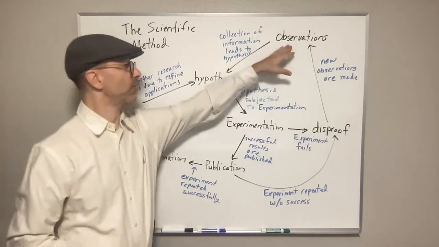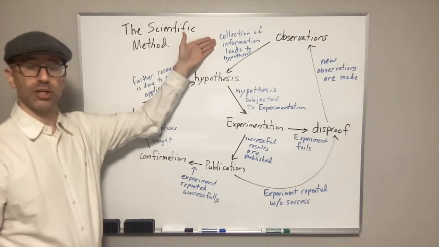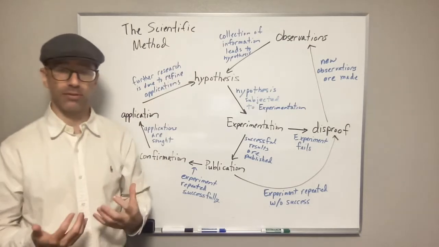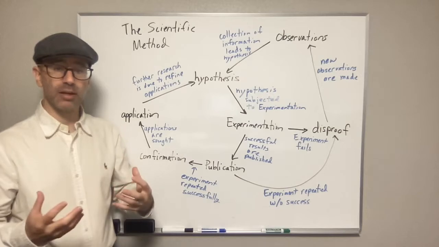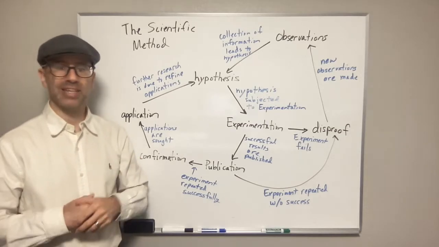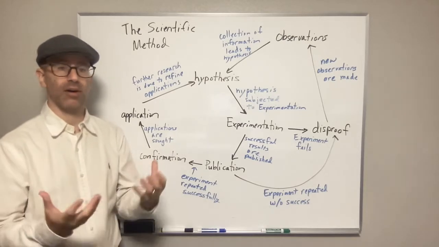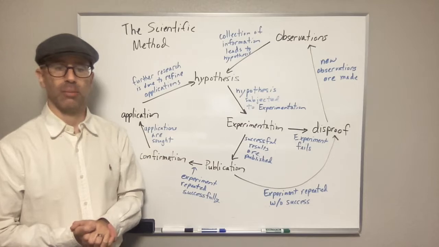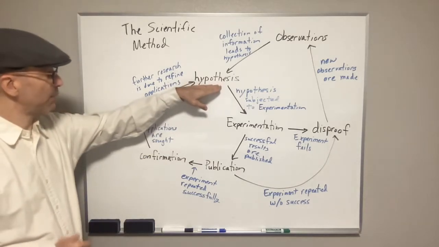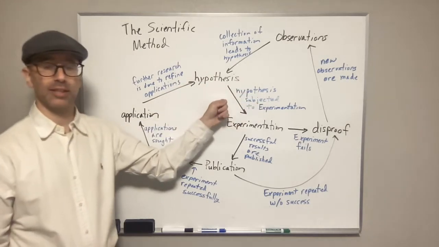So we make our observations and we get a collection of information from our observations, and that leads to a hypothesis. The hypothesis is a statement or a tentative explanation of why you think this is happening. Why are these observations being made? And then your hypothesis is subjected to experimentation.